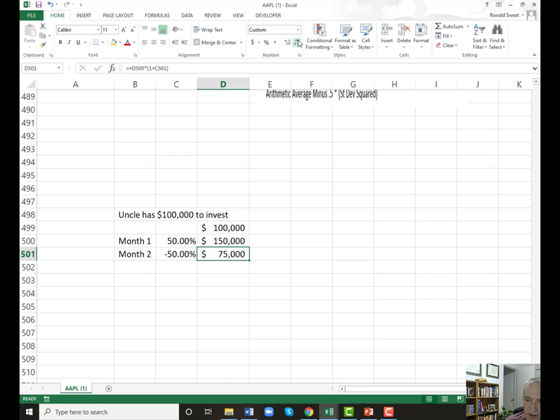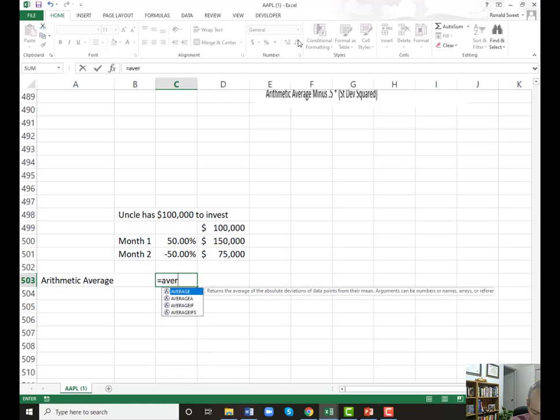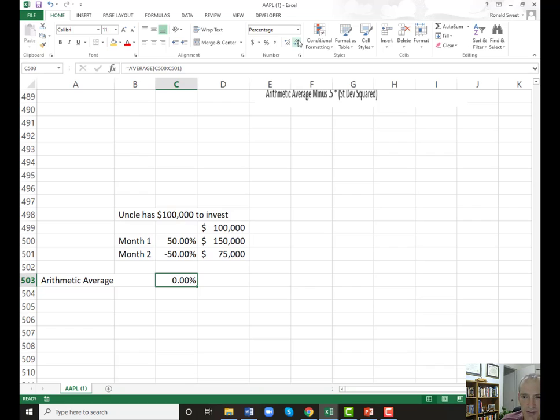So what return did your uncle have? Well, let's look at the arithmetic. The arithmetic average is just going to be equal to the average of those two, and that's 0%. Try explaining that to your uncle. He gave you $100,000. You invested it for 2 months. Now he has $75,000. You say, oh, uncle, your return was 0%. He's going to look at you a little bit funny. He'll say, what do you mean 0%? I didn't make 0%.